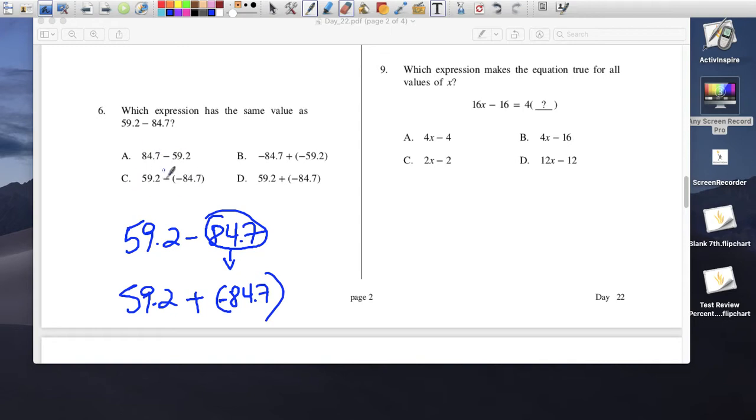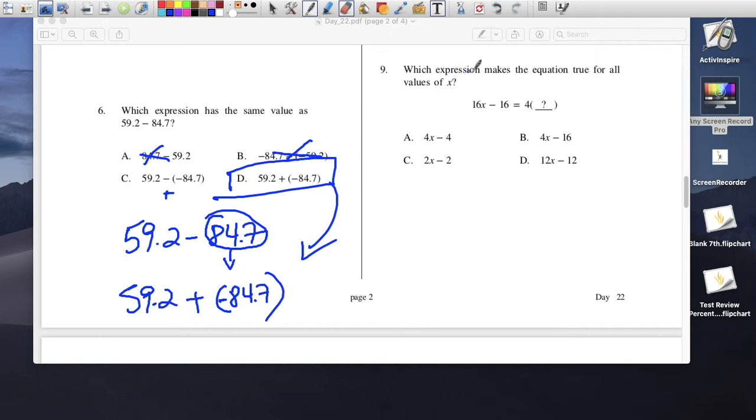Is there anything that looks like this? 59.2, no. Well, the 59.2 has to be positive, right? So this one is garbage. And we have one that's exactly the same. Right? This one doesn't work because of negative and negative. This is going to be positive, right? And this one has 84.7 as positive, so that's garbage. So you can really just look at your multiple choice and get your answer by knowing facts about your expression here.